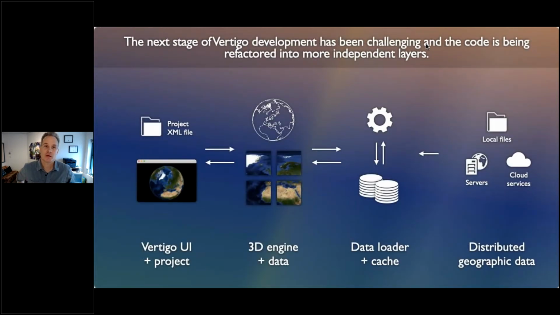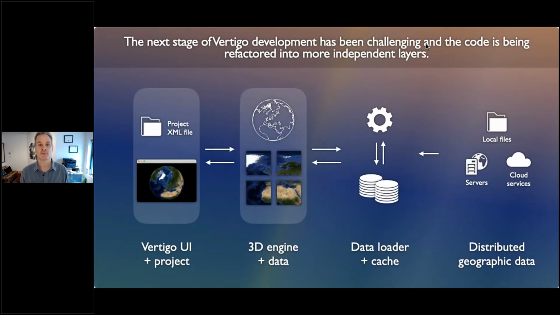The next stage of Vertigo development, it has been challenging. It's become more challenging as new features are added. And so I've paused distributing new packages in order to refactor the code for a better design. And the newest beta version is being redesigned into more independent layers. The user interface is the layer that the user sees and interacts with. There's a layer for managing the GPU, the graphics processing unit.